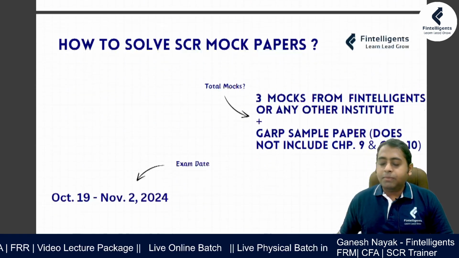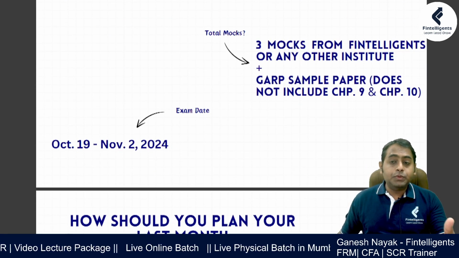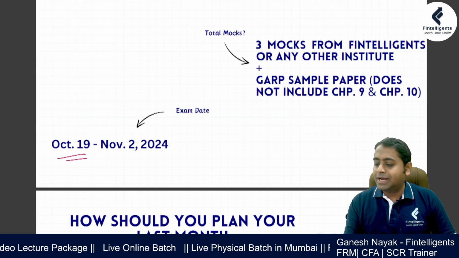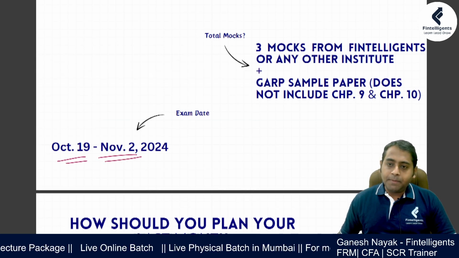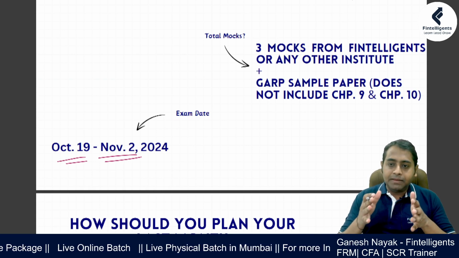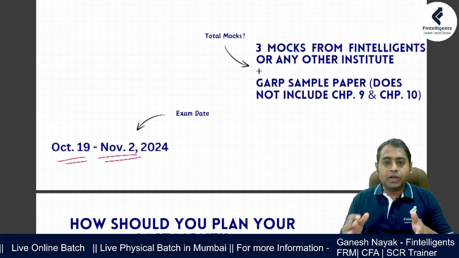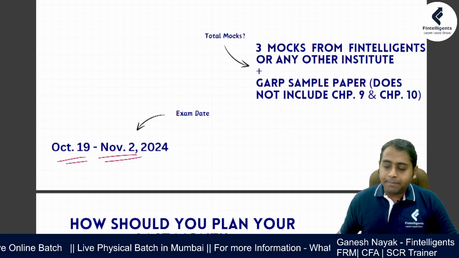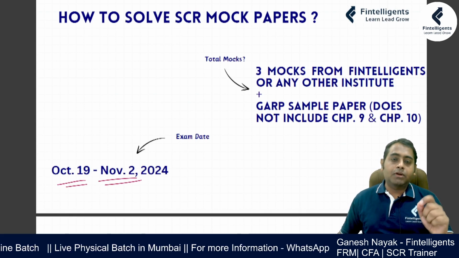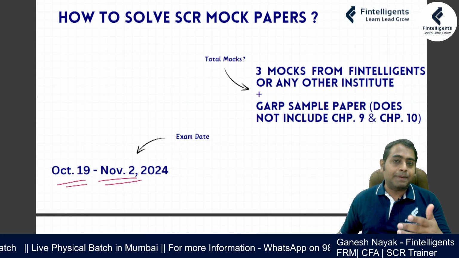Now, the next exam date is from October 19 till 2nd of November. This time the window is slightly bigger. They want to accommodate a lot more students from a variety of geographical locations, hence the window has been slightly bigger. Now, how many total number of mocks are you ideally expected to give?